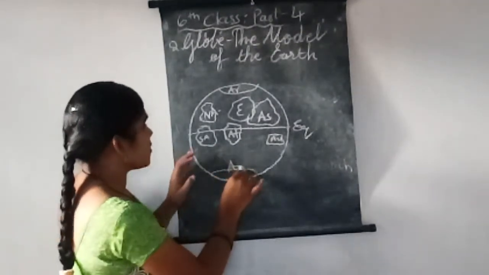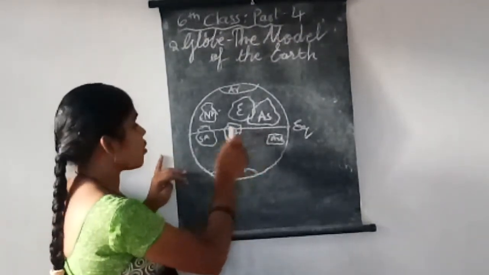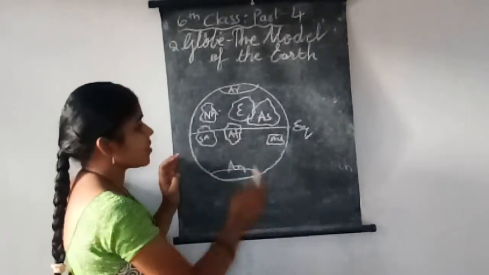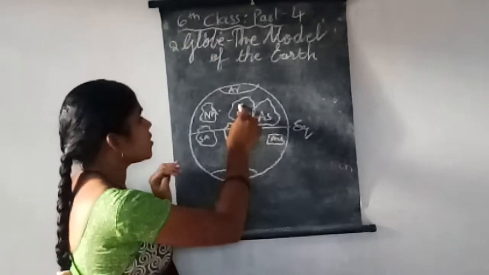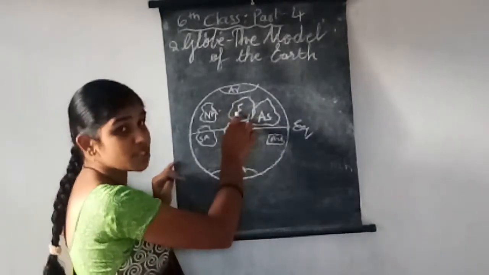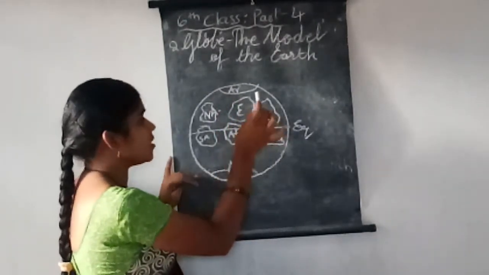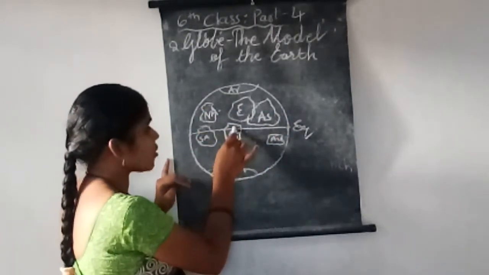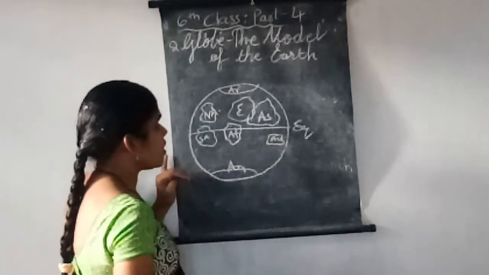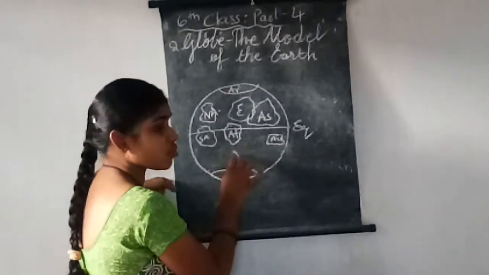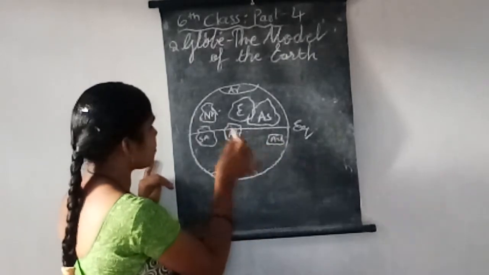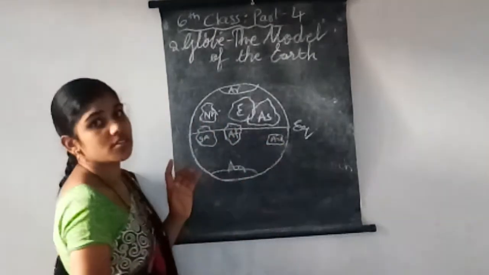So here the equator is passing on which continents? South America and Africa. And in the northern hemisphere, what are the continents located? Asia, Europe, North America, some part of South America and some part of Africa, Arctic Circle. Coming to the southern part, what are the parts located here? Antarctic Circle, Australia, half of the part of Africa and some part of South America.